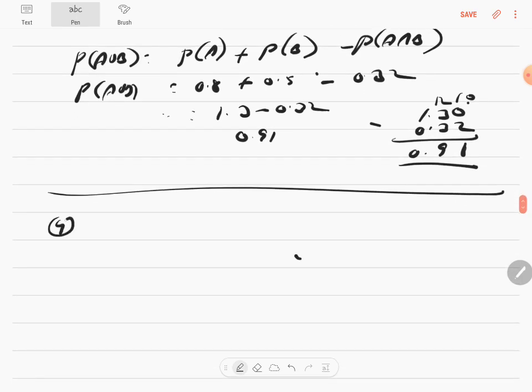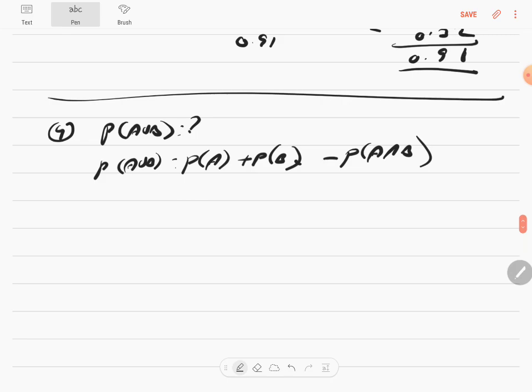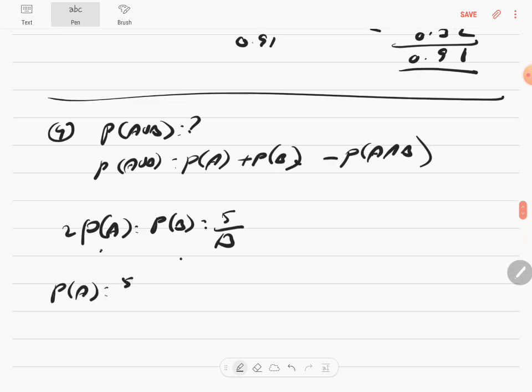The fourth question, P of A union B is what? You know the formula. P of A union B is P of A plus P of B minus P of A intersection B. What has been given in this question is 2 times P of A is equal to P of B is equal to 5 by 13, which shows that P of B is 5 by 13. P of A is 5 by 26.